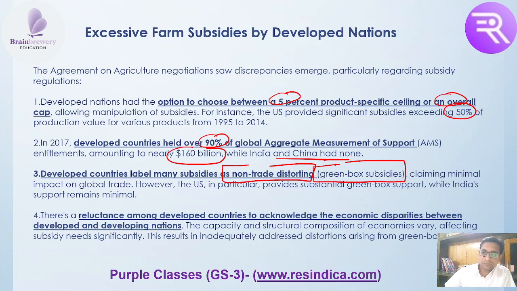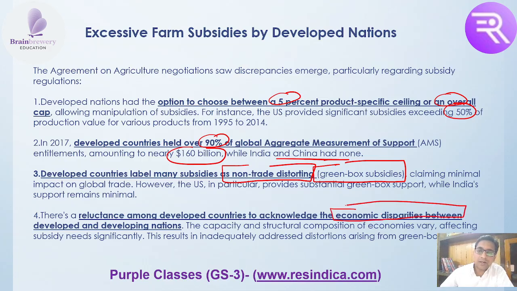but they are distorting the trade at a much higher level. The USA is utilizing all the tops, ups, right and left of green box subsidy, but India's support remains very very minimal in that. Then there is a reluctance among the developed countries to acknowledge the economic disparity.